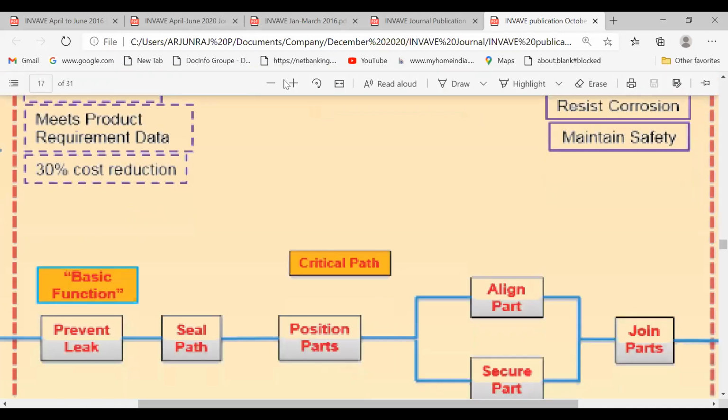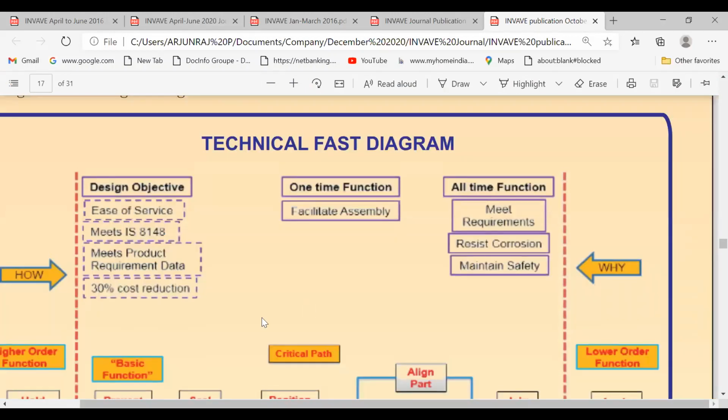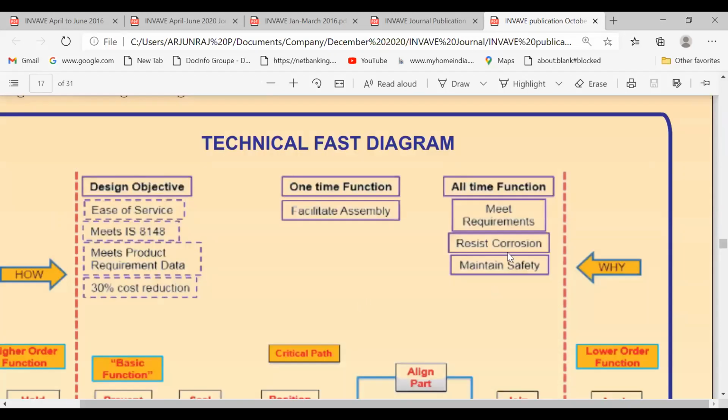See this wall. What is the basic function? It is to prevent leakage. How to prevent leakage? By sealing the part. How to seal the part? By positioning parts. How to position the part? By aligning and securing parts. How to do it? By joining parts by applying force. Again, you follow the why logic to meet the basic and higher order function.